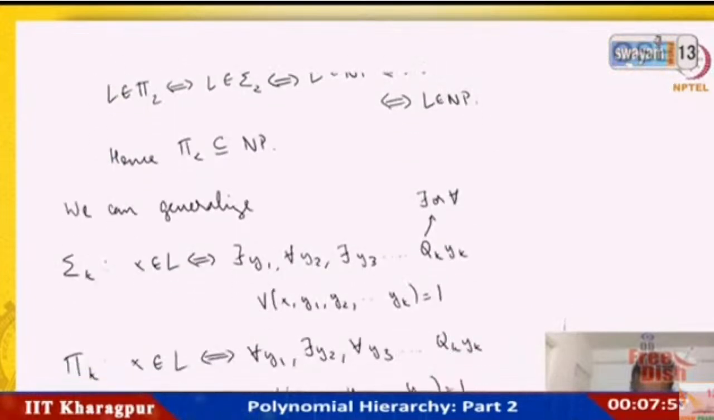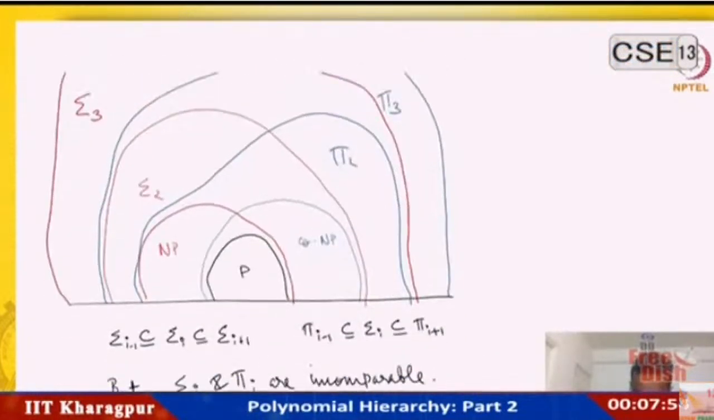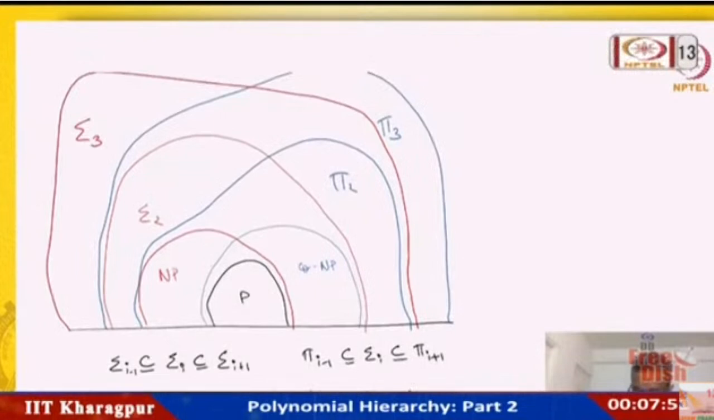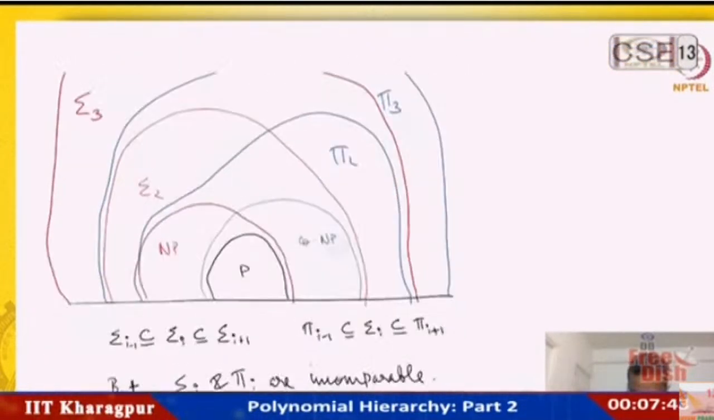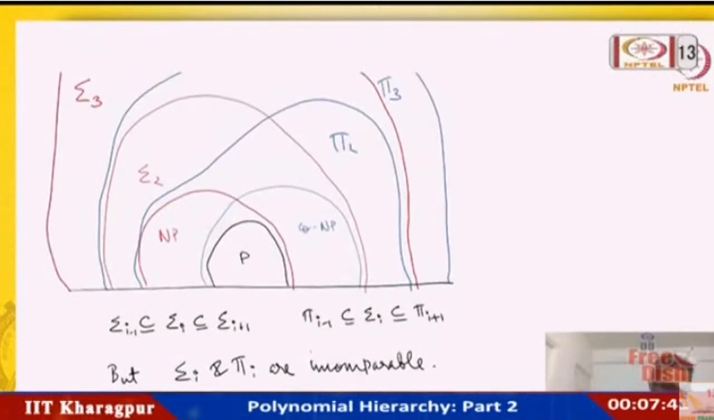So maybe just 1 second before we proceed. Let us try to see how P, NP, sigma 2, etc. are located. It's like this. We know that P is contained in both NP and co-NP. However, we do not know whether NP and co-NP are the same. Both of them contain P, but there are things in NP which are not known to be in co-NP, and vice versa. Things in co-NP that are not known to be in NP.